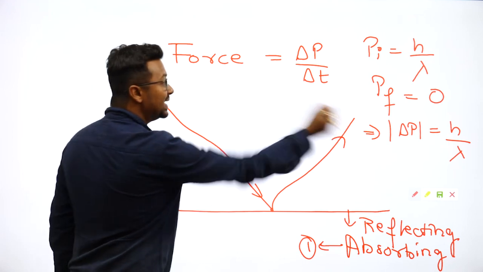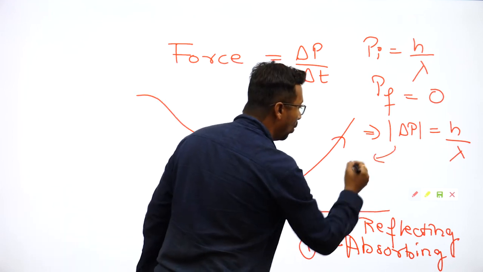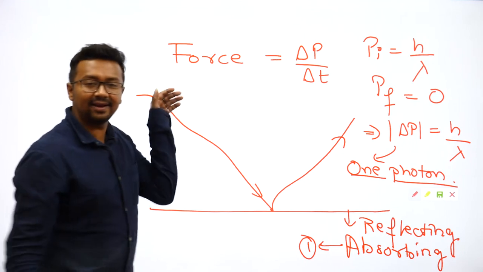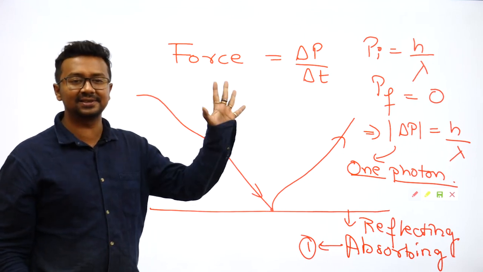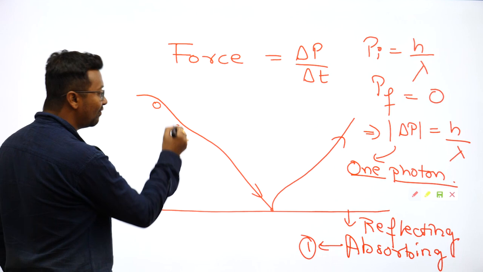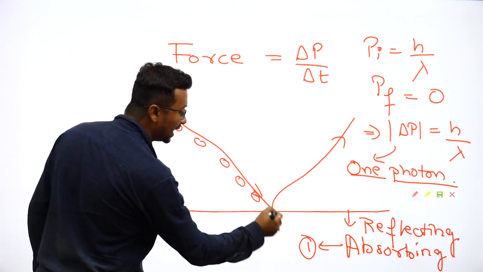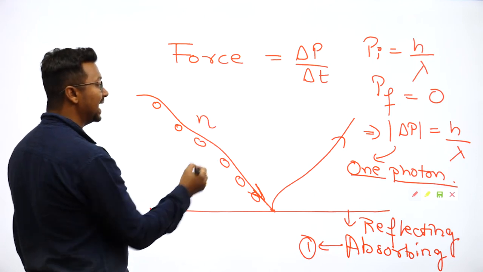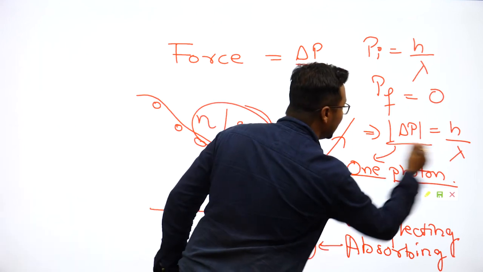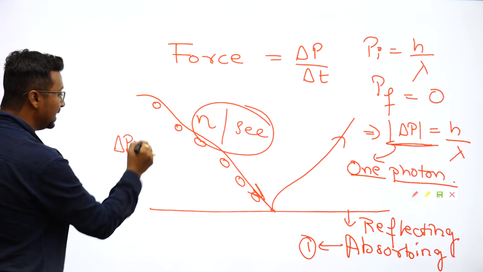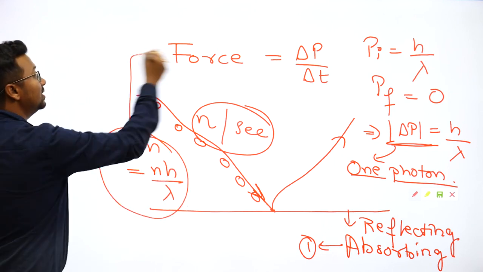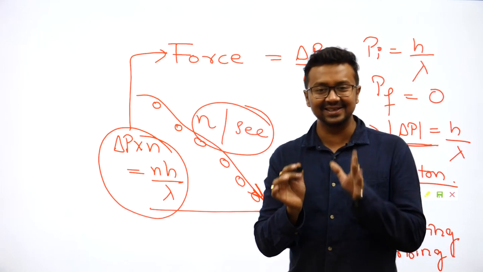Now, this is the momentum change for one photon. All right. Now, as n number of photons, which are packets of energy, are coming and striking this particular surface per second, let's say that number is n. Then, my dear students, if I multiply the change in momentum, that is delta P, into n, I am going to get n h upon lambda. So this is going to be the total force. I hope everybody understands this concept out here.